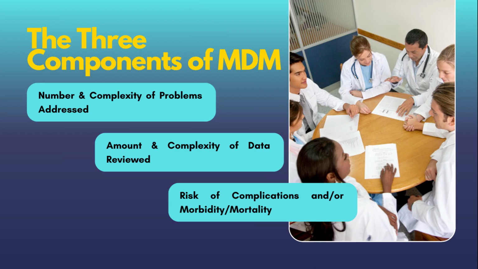MDM is built on 3 core components. First, we assess the number and complexity of problems addressed during the visit. Second, we determine how much data was reviewed or analyzed, including test results and consultations. Third, we evaluate the level of risk associated with treatment decisions, and these 3 elements work together to determine the appropriate E and M code for an encounter.